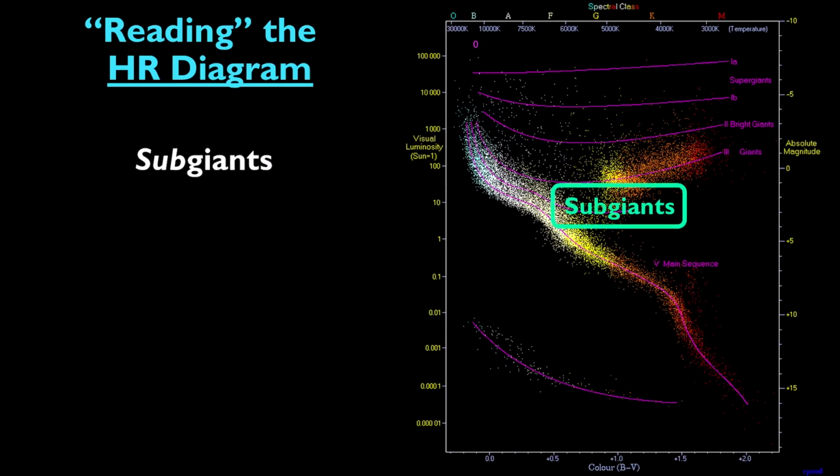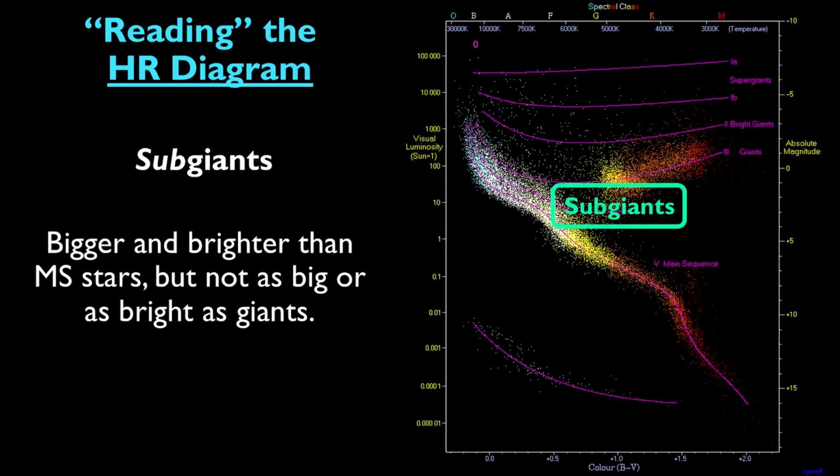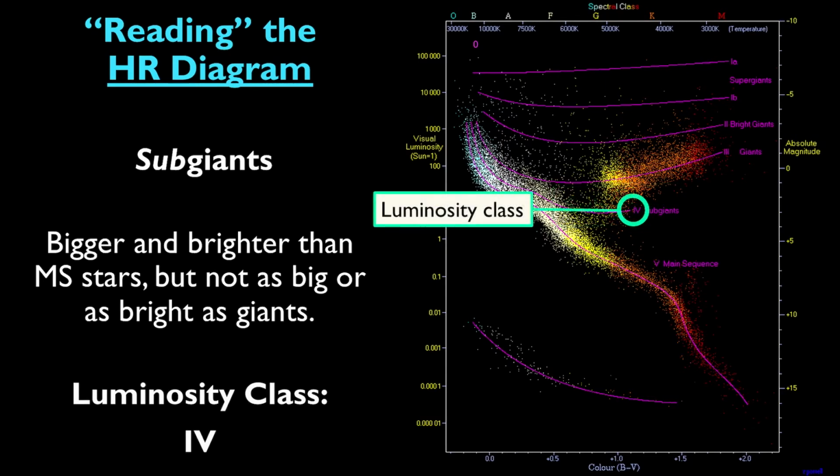Other features of the HR diagram include the subgiants, which are located just above the main sequence and just below the giants, meaning that they are bigger and brighter than the main sequence stars, but not as big or bright as the giants. These subgiants are classified as luminosity class 4, being between two groups that are classified as 3 and 5.